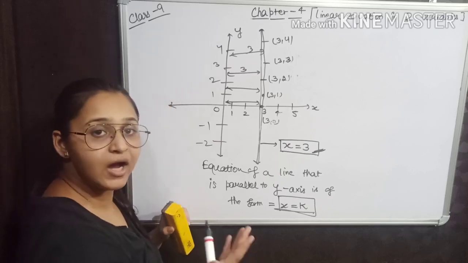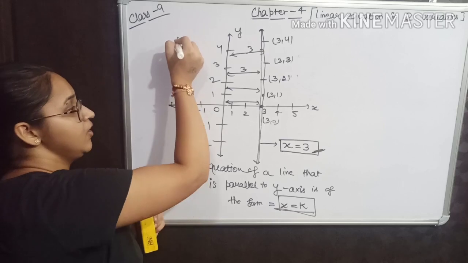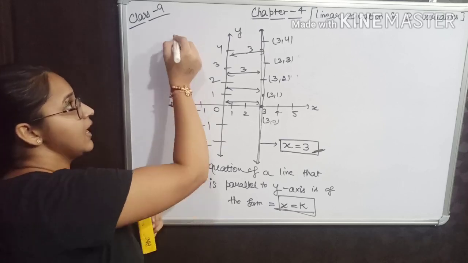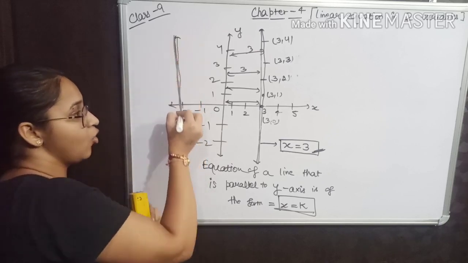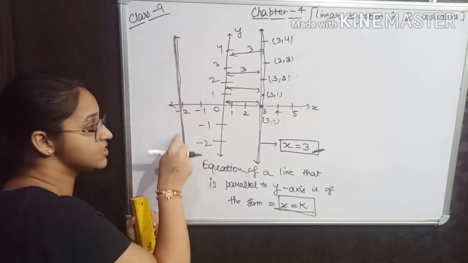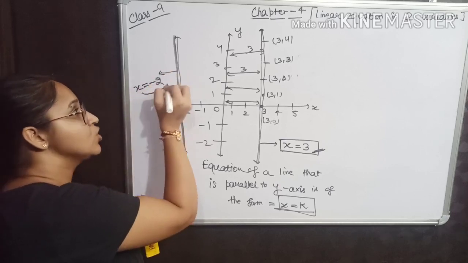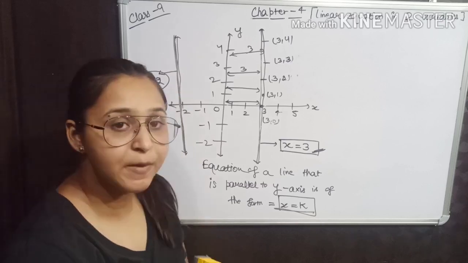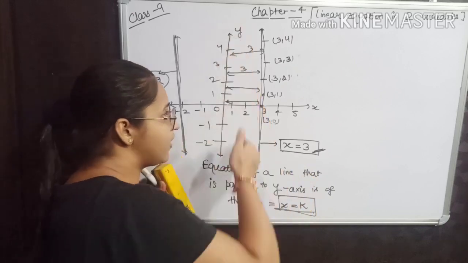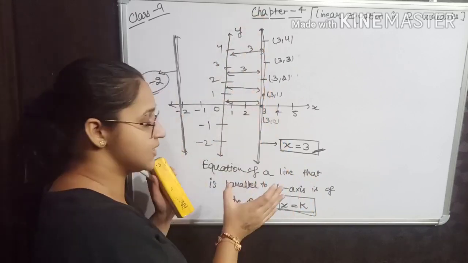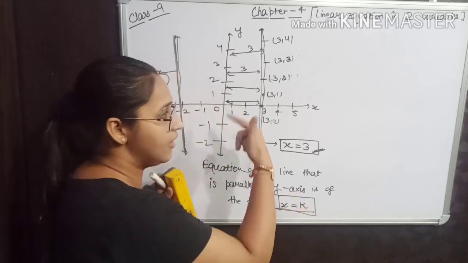k can be 1, 2, -1. If I say x = -2 and draw this line, it is a line that is parallel to the y-axis. The x is now fixed, that is -2, but y is changing. So the equation of this line will be x = -2. So the equation of a line that is parallel to the x-axis is of the form y = k, and the equation of a line that is parallel to the y-axis is of the form x = k. Why? Because the x coordinate is fixed and y is changing.